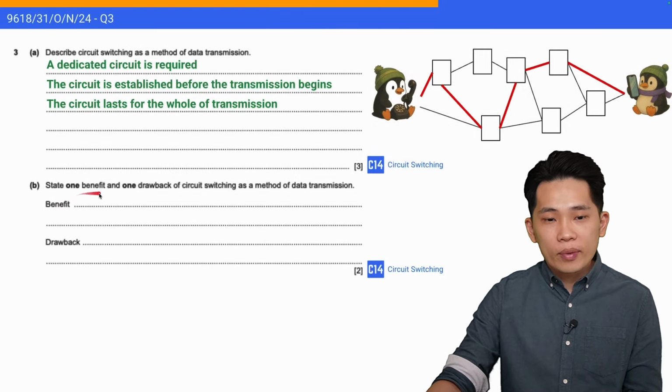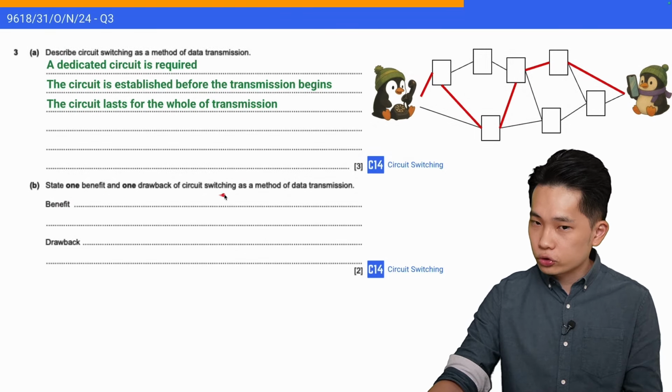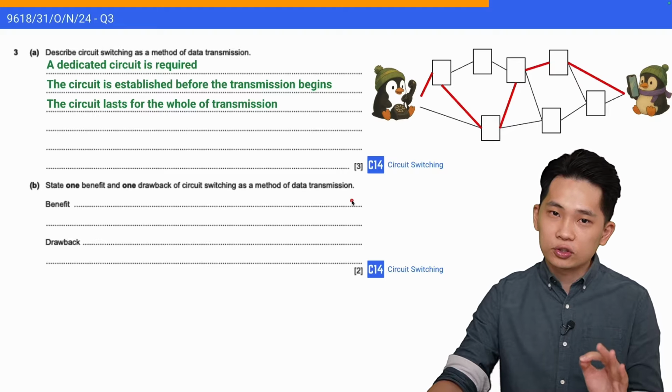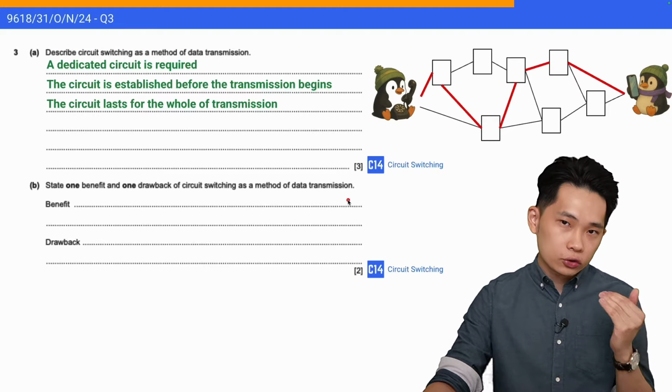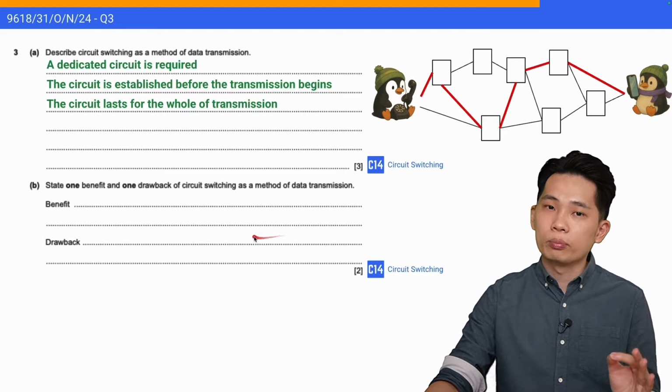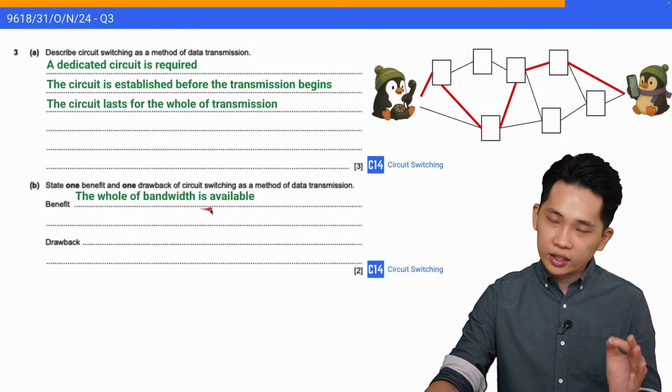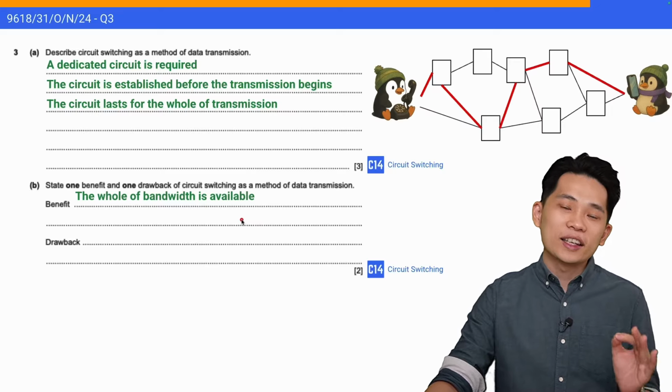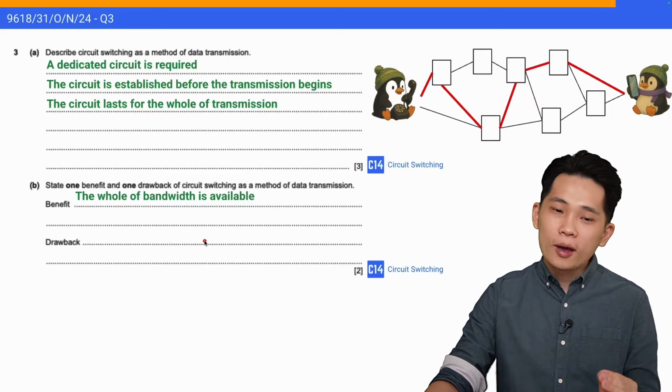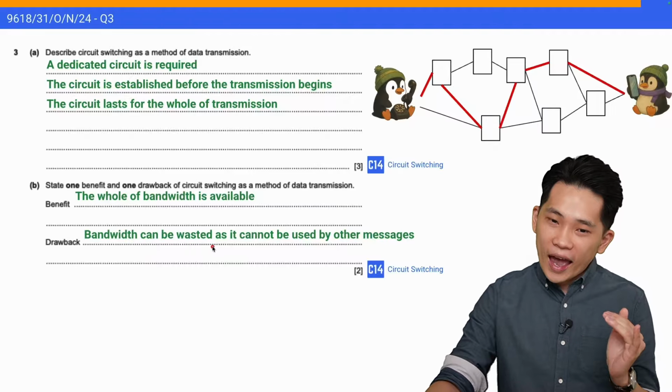Next, state 1 benefit and 1 drawback of circuit switching as a method of data transmission. The major benefit of circuit switching compared to packet switching would be the whole of bandwidth is available. And the drawback is also due to its benefit, which is bandwidth can be wasted as it cannot be used by other messages.